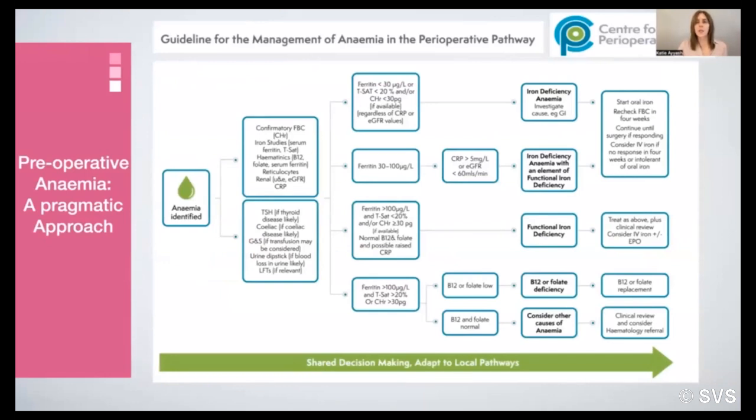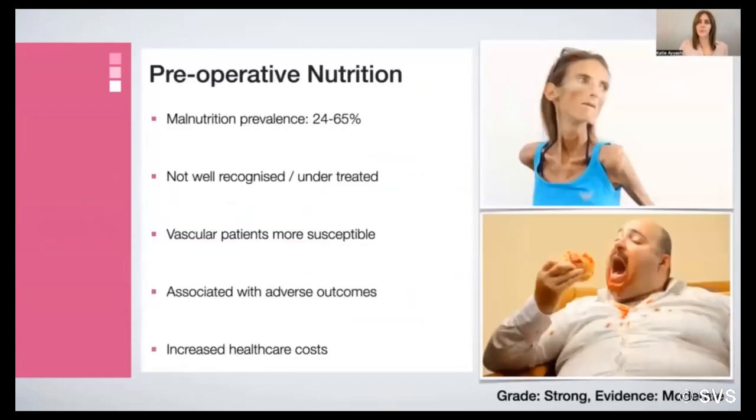I can't go into details of it because of time constraints, but the take-home message here is that iron deficiency is best treated with oral iron 3 to 4 weeks before surgery. In an emergency setting, we really need to be pragmatic. So if someone presents who needs an urgent aneurysm repair with a hemoglobin of 70, then yes, you would consider giving them a blood transfusion.